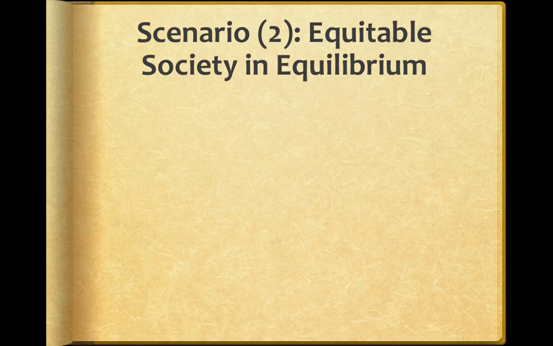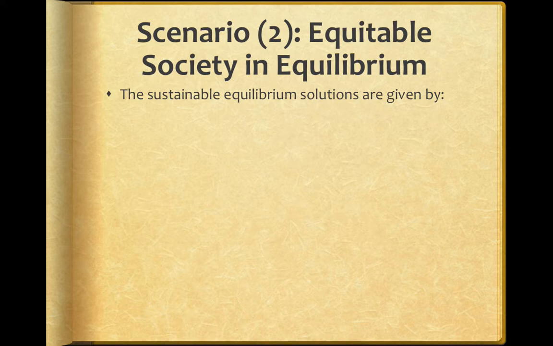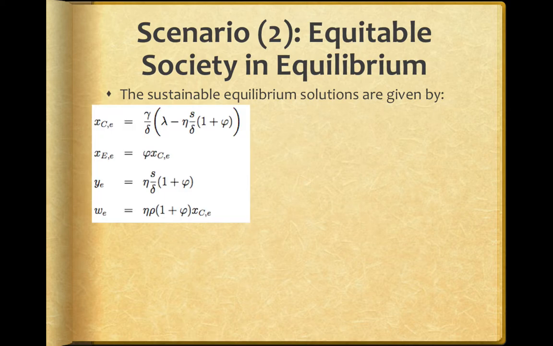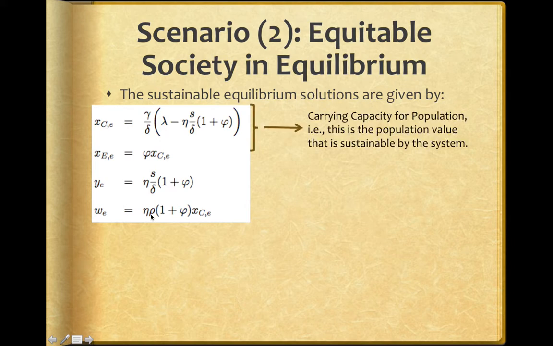So let's take a look at scenario 2, which is the equitable society in equilibrium. And again, you can do a very similar analysis and find sustainable equilibrium solutions for, in this case, the 4 stocks, because now you have the commoner population in equilibrium, the elite population in equilibrium, and even though there are commoners and elites, and they're paid the same because the equitable society has an equal pay for both, you do get the segregation between the 2 stocks, and then you get the nature and the wealth in equilibrium. So these two together.